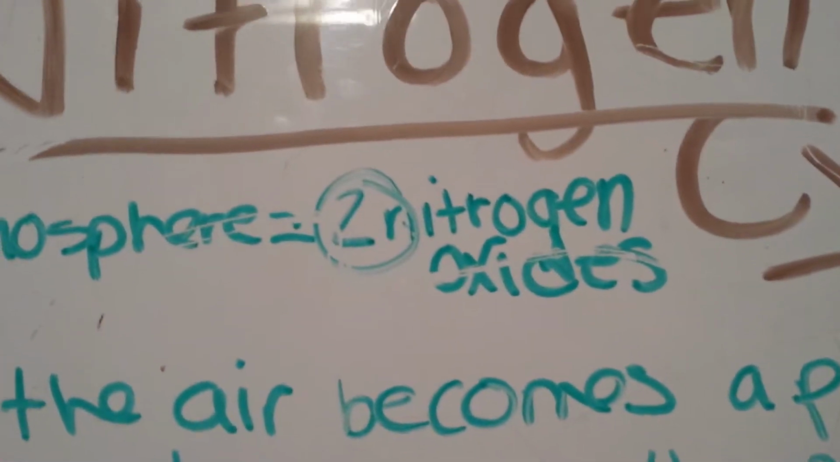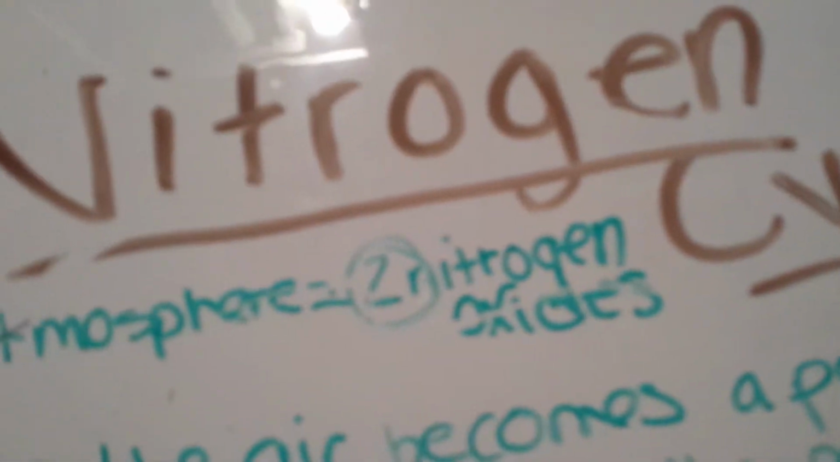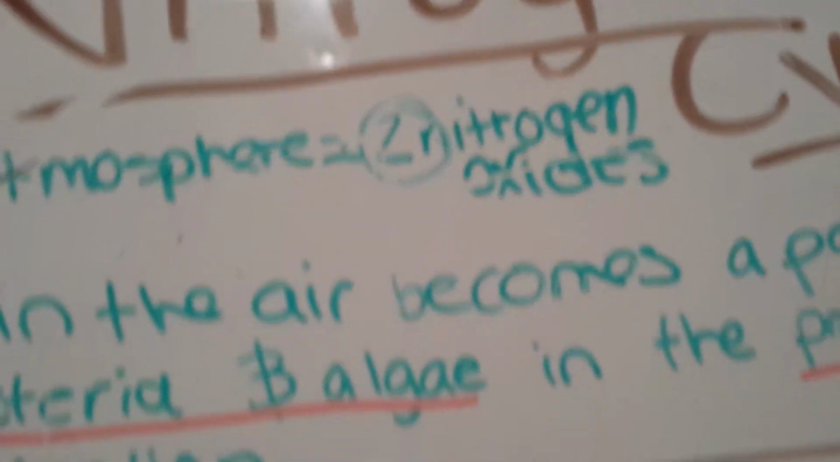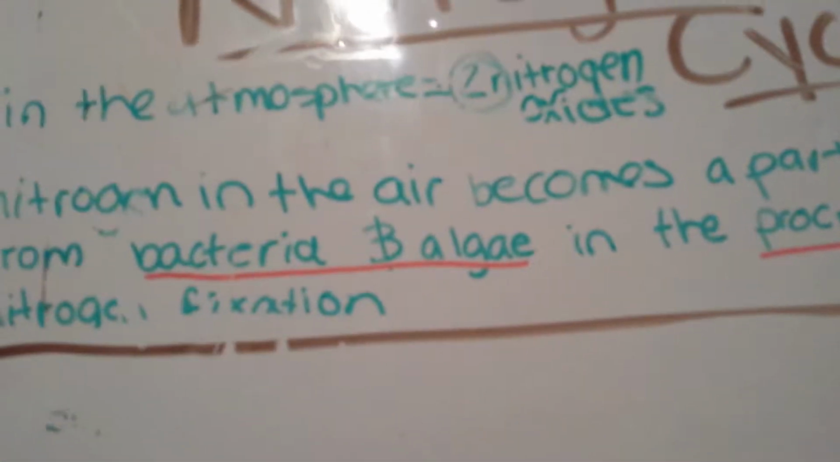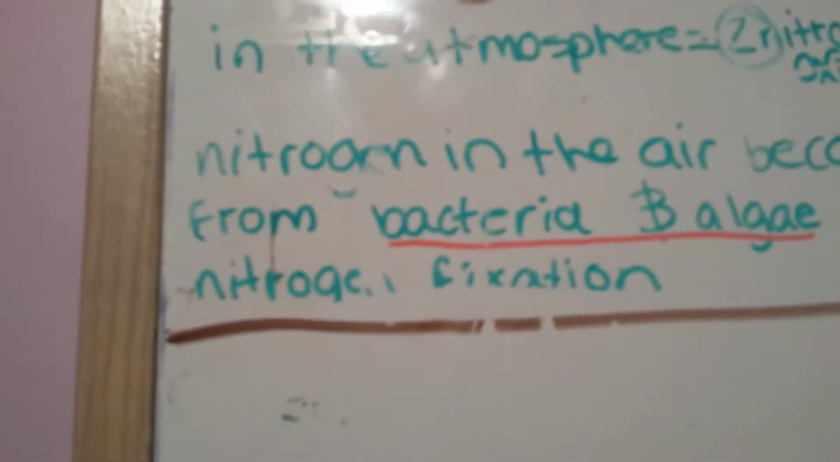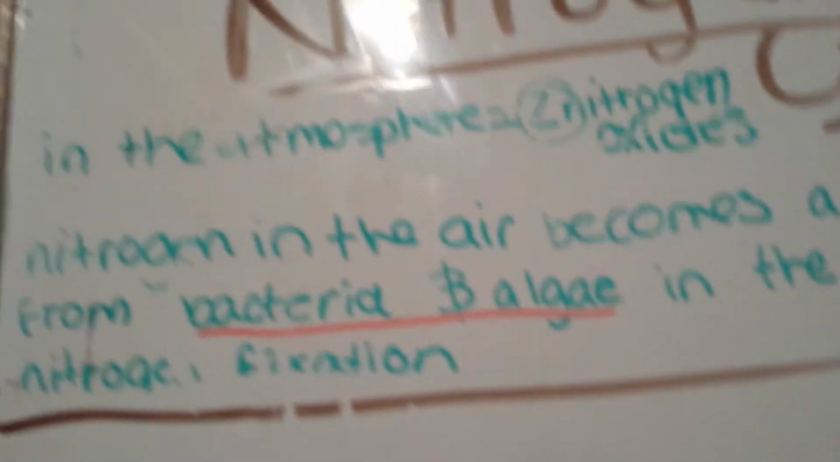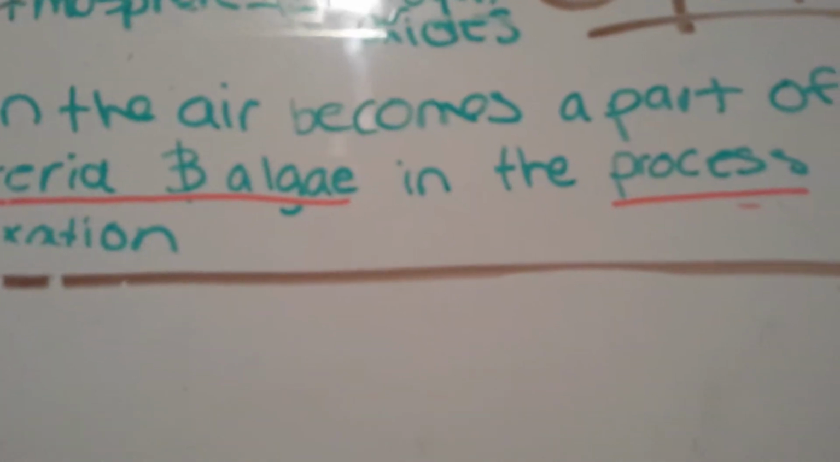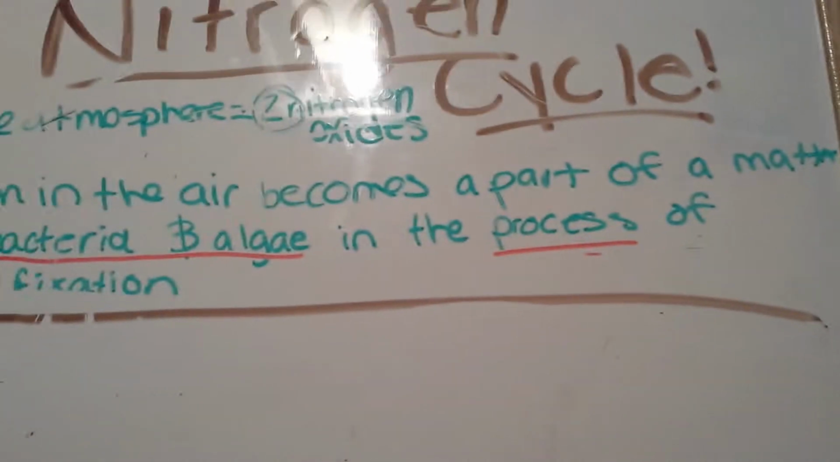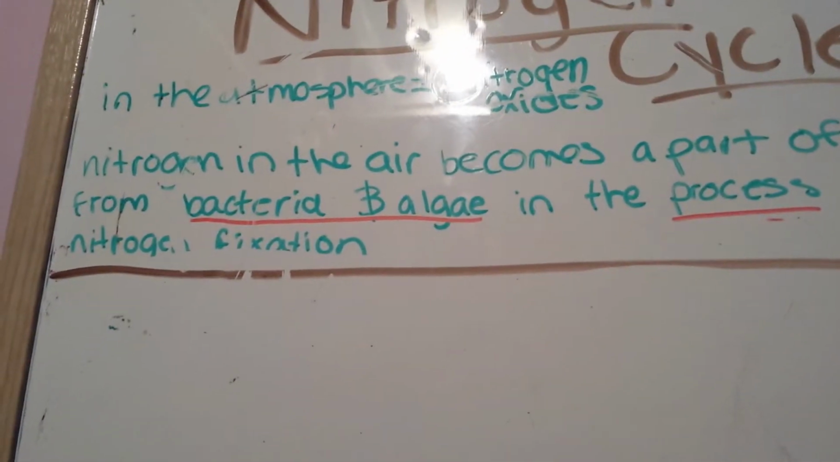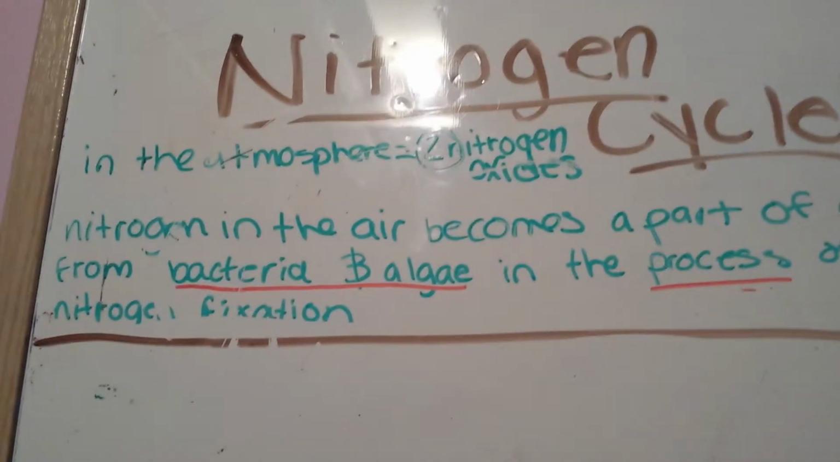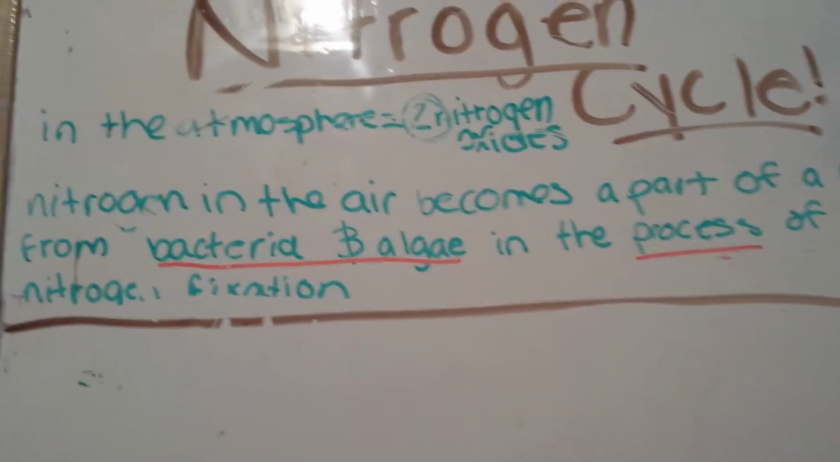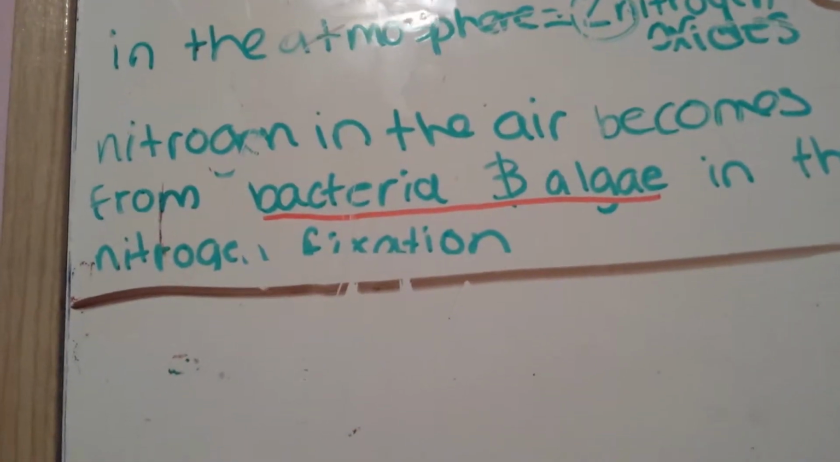These two nitrogen oxides are really the whole ingredients basically that make up oxygen. The next step is that nitrogen from the air, from the atmosphere, remember, it becomes a part of matter because of bacteria and algae. And that process is called nitrogen fixation.